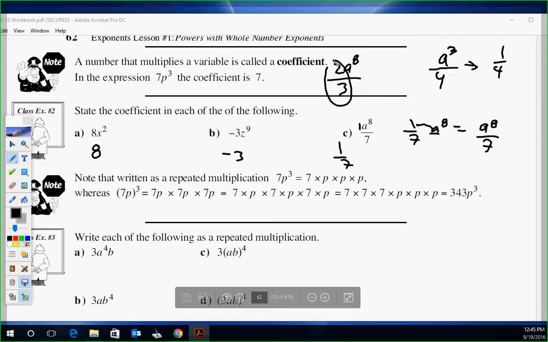Remember, this is a common mistake. 7p cubed is 7 and then 3 p's. It's not 3 7s. Does a 7 have a cube on it? No. Good, Noah. So make sure you don't make that mistake. If you have this, now the 7 gets hit 3 times. It's the one that touches the exponent, right?